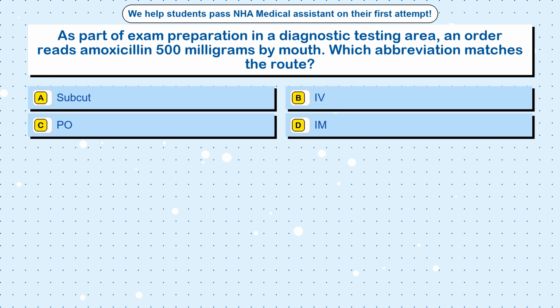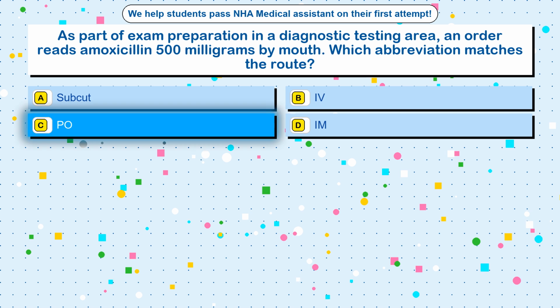Question 91. As part of exam preparation in a diagnostic testing area, an order reads amoxicillin 500 mg by mouth. Which abbreviation matches the route? Option A, subcut. Option B, IV. Option C, PO. Option D, IM. The correct answer is option C, PO.